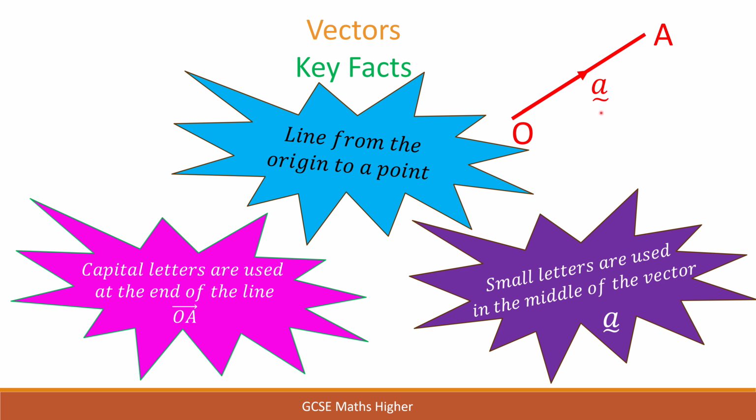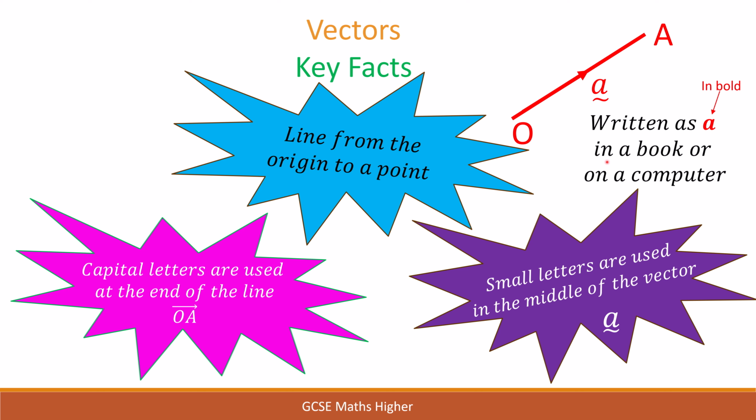Now when you write it in your exam, you need to write a little a with a little squiggle underneath. But when you look in the exam paper, they won't have the squiggle because they will write it in bold. So if this little a here is written in bold, it means it is a vector. So if you're looking in a book, your exam paper, or online on a computer, it won't be underlined most of the time because they will do it in bold.